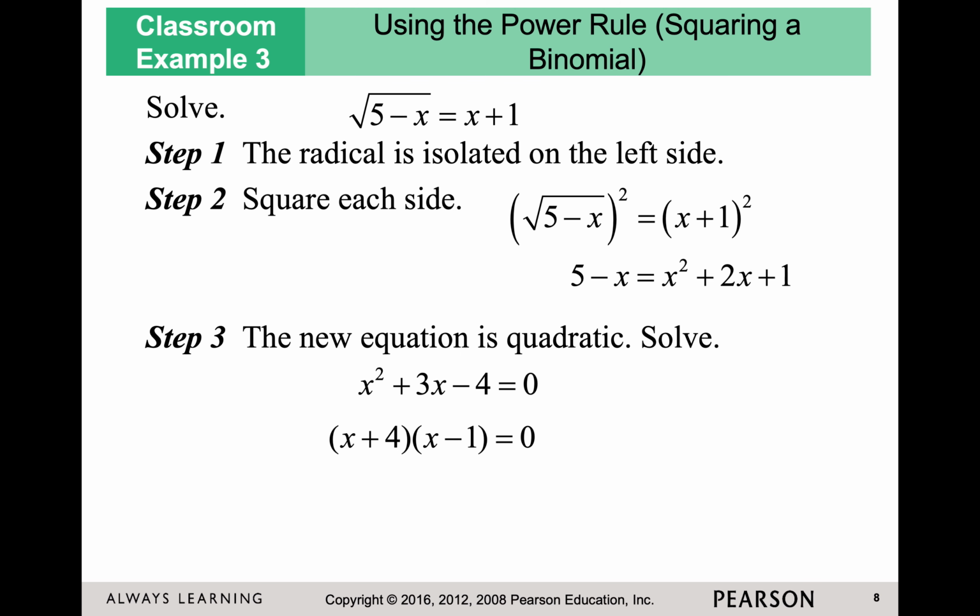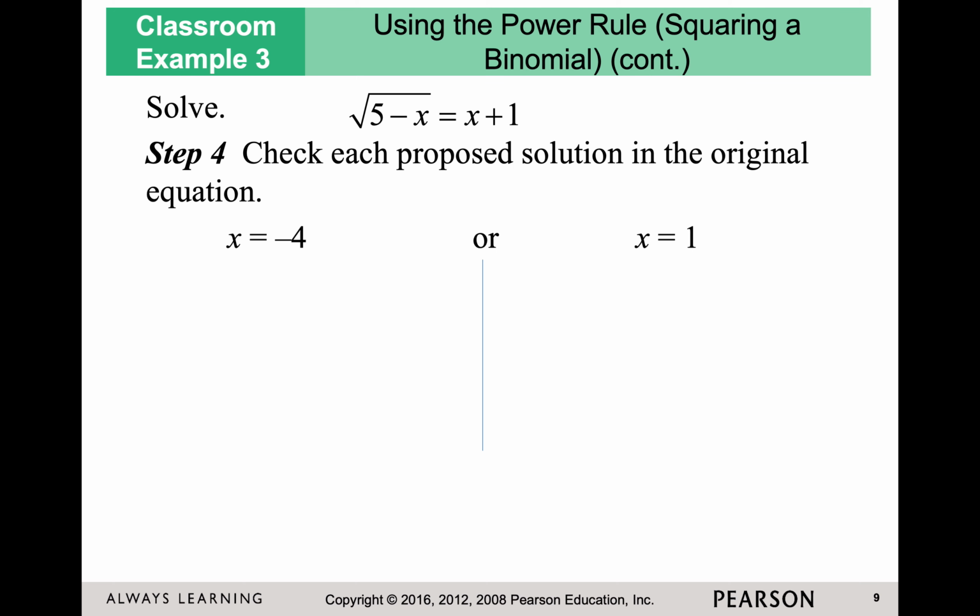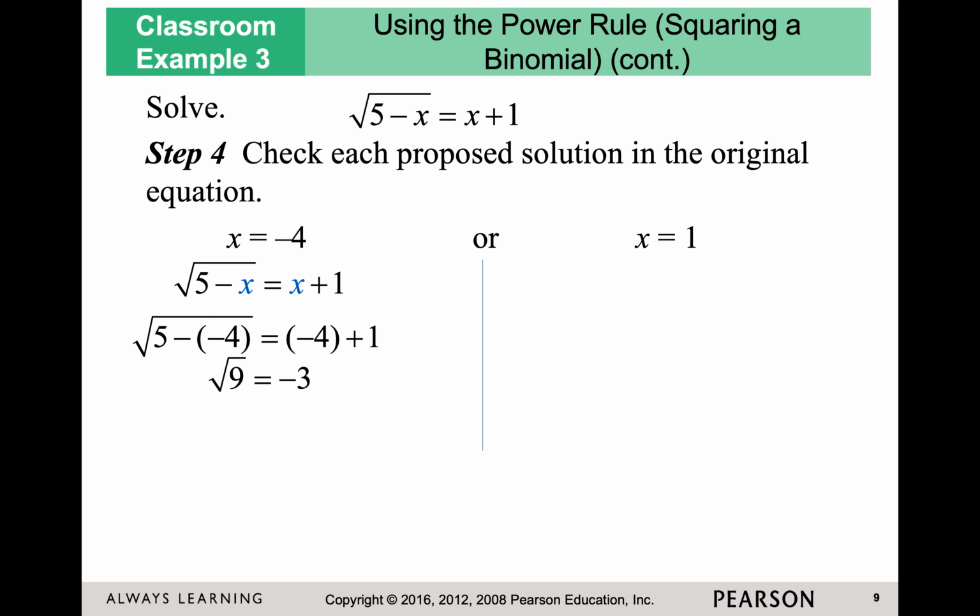This does factor to x plus 4 and x minus 1. I'm going to set each one equal to 0. I'm going to solve for x. Now I have to check my answers. So I'm going to plug in. And I look right off the bat, and negative 4 is not going to work, so you mark it off.